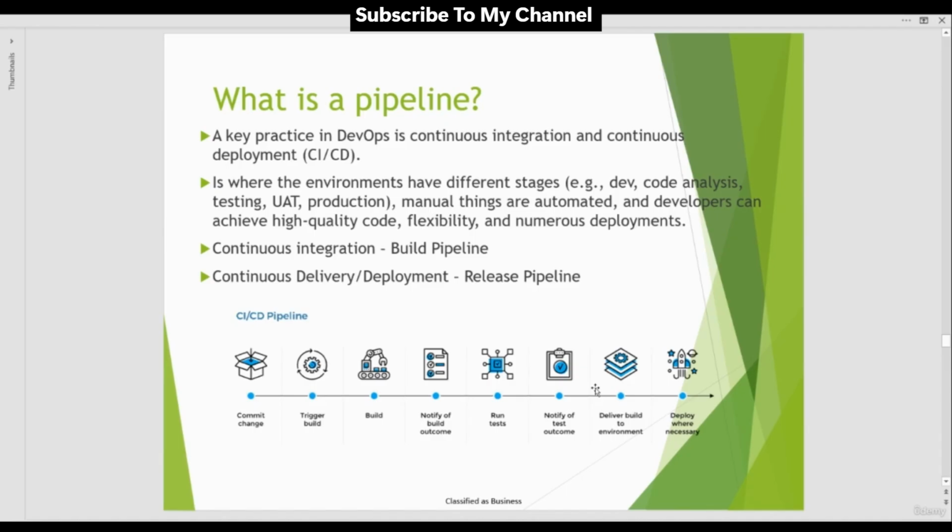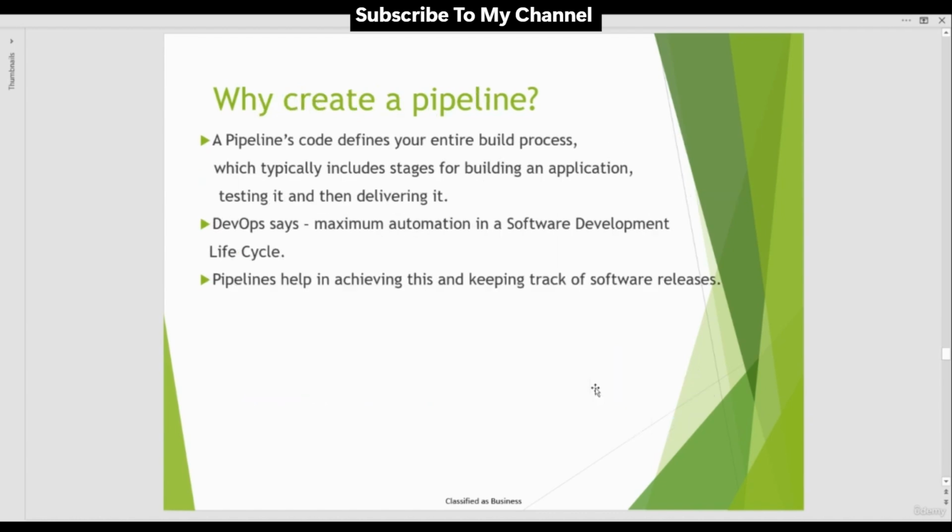There are two different pipelines available: build pipeline and release pipeline. Build pipeline supports continuous integration, release pipeline supports continuous delivery or continuous deployment. In a CI/CD pipeline, it mainly focuses on how to automate the commit stage, build, static code analysis, software composition analysis, all these other stages. Why do we need a pipeline, or why create a pipeline?